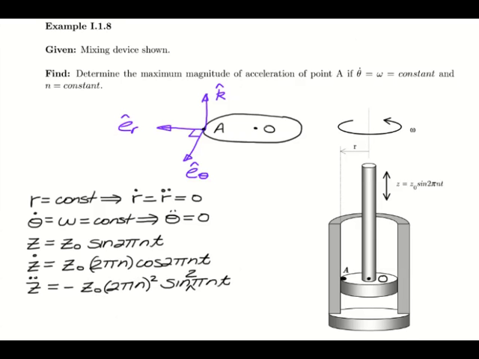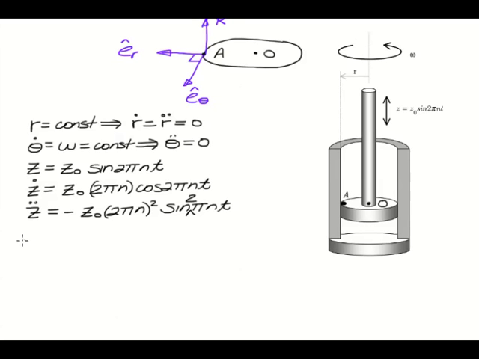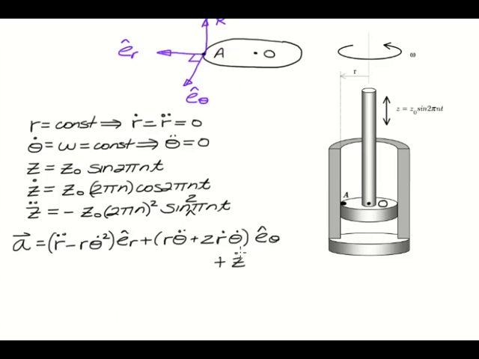So that's all the pieces that we need in order to put this together. We will say here that A is the usual polar description of R double dot minus R theta dot squared ER, plus R theta double dot plus 2 R dot theta dot E theta. In addition, we now have a z component. And that z component is just going to be z double dot, because it's moving in translation in the direction of k.